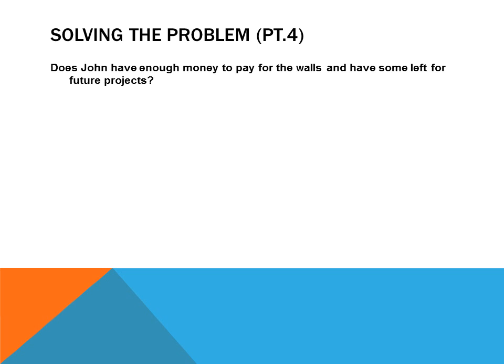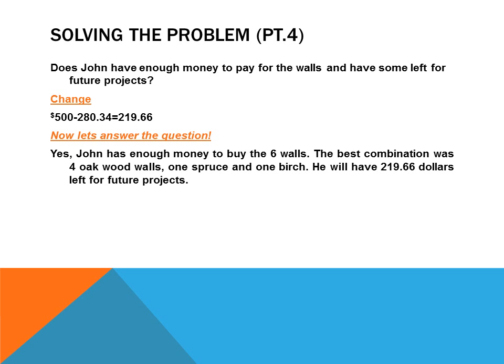So does John have enough money to pay for the walls and have some left for future projects? So his change will be 500, which is his budget, minus 280.34, which is the total amount, equals $219.66. Now let's answer the question. Yes, John has enough money to buy the 6 walls. The best combination was 4 oak wood walls, 1 spruce, and 1 birch. He will have $219.66 left for future projects.